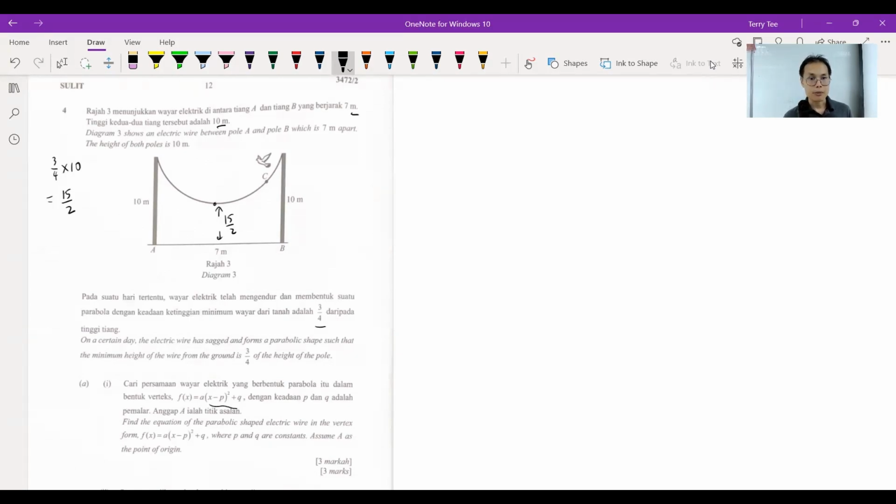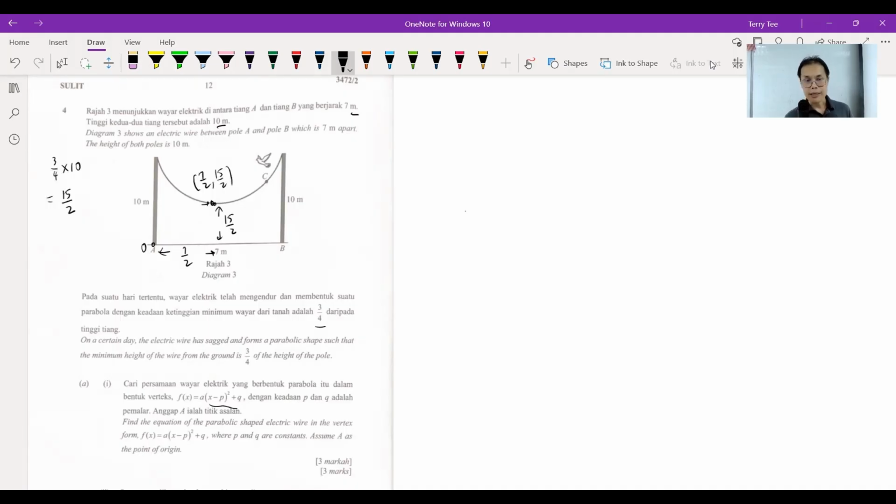Dengan keadaan p dan q adalah pemalar. Anggap A titik asalan. So this is your origin O. So it's like a graph like this. We need to find the equation. We know that if this length from here to here is 7, if I divide by 2, the length from here to here would be 7/2. Maybe I write here 7/2. That means this is a coordinate actually. It's a point with 7/2 as your x, 15/2 as your y.